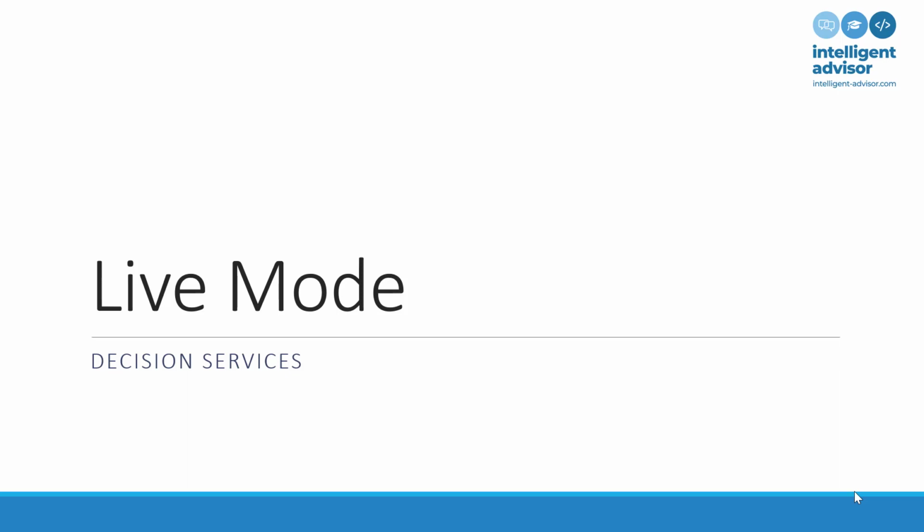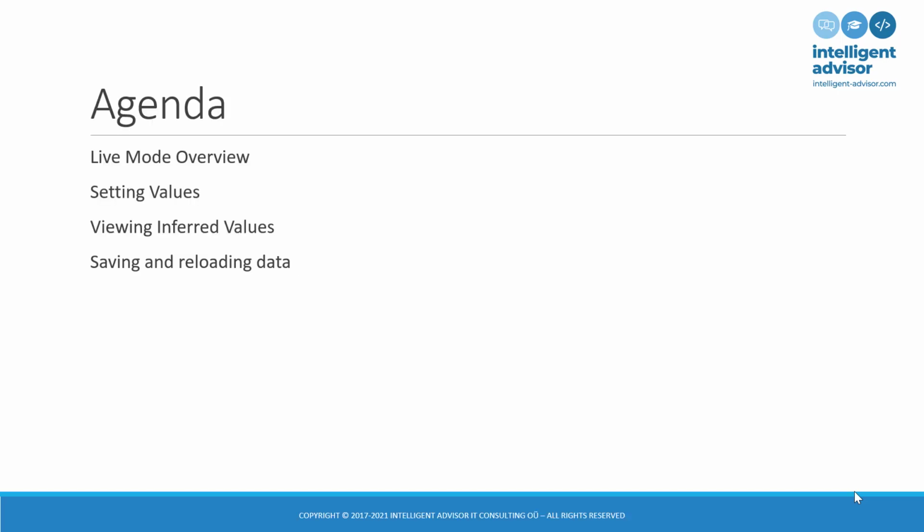Let's take a look at the agenda. We're going to start with an overview of what live mode actually is, and we'll try and bring it into focus compared to Oracle Policy Modeling, as we always do. Then we'll look at using live mode itself, how we can go about setting values in live mode, how we can view the results, inferred values, and we'll talk about saving and reloading data used in live mode. In the demo, we will show you how to use live mode in a real-life situation.